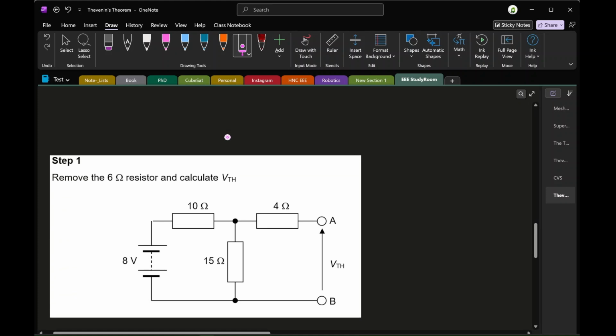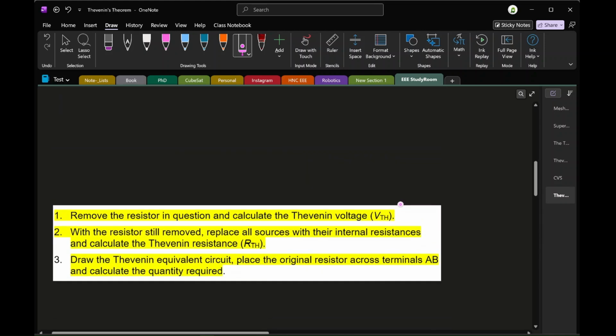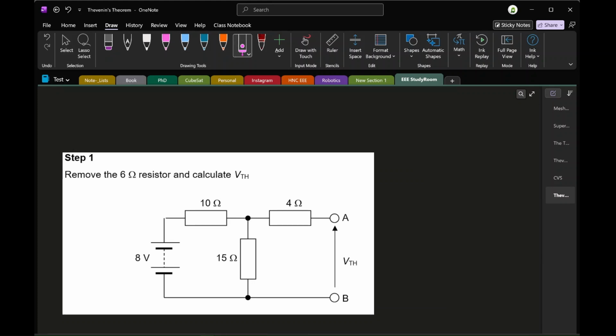Now, if we take a look at the steps that we've got to apply, this goes right the way back to this. Remove the resistor in question. So take away the resistor that we want to know about. In the case of Thevenin, we remove it and we replace it with an open circuit. So we've taken the resistor away and we've not replaced anything. There's no other connection there. I've named my terminals where the resistor was connected as terminals A and B.